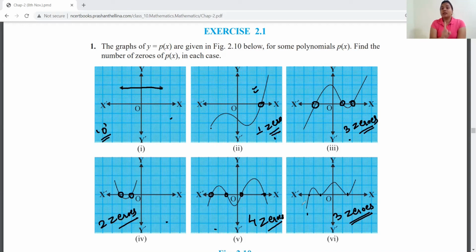Remember, I am repeating it again. Don't count the points on the y-axis because we always take the value for the x-axis. We can take for the y-axis also, but in that case, we will have to draw the graph by taking x is equal to that. And we generally don't do that. We normally do y is equal to the equation and draw the graph. So we will take the points on the x-axis only. So this was exercise 2.1.